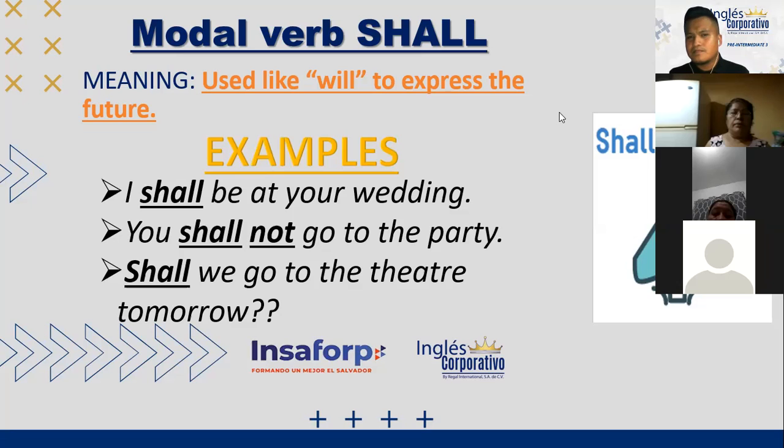Well, some other teachers have told me that shall is the same, that we will be, but with obligation. And when we say I will be, it's because I want to be there. Because will means volunteer, and shall is obligated. That's why it says it's used, es usado, like will, to express something in the future.